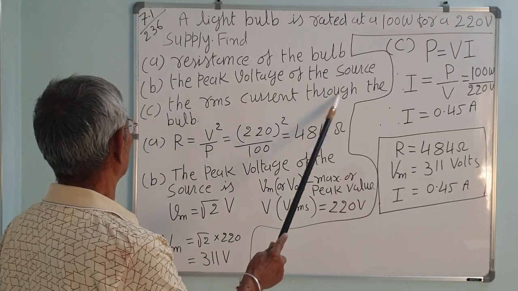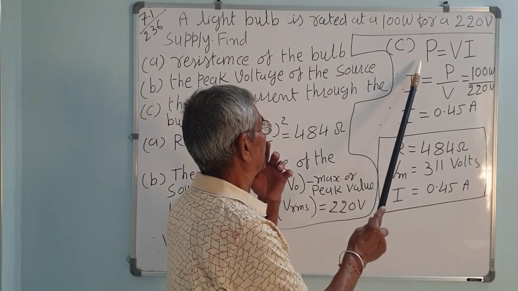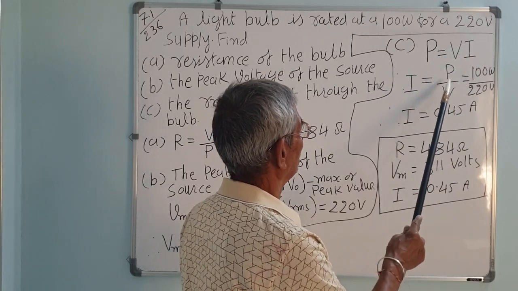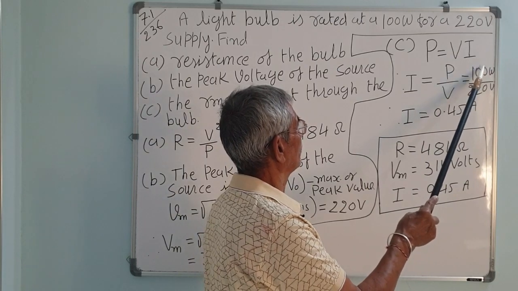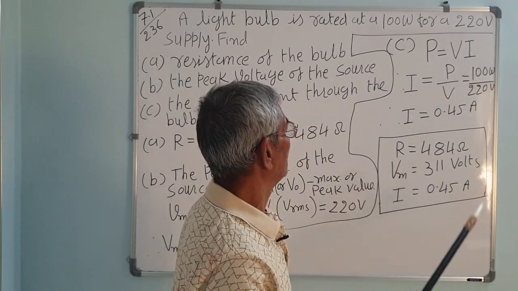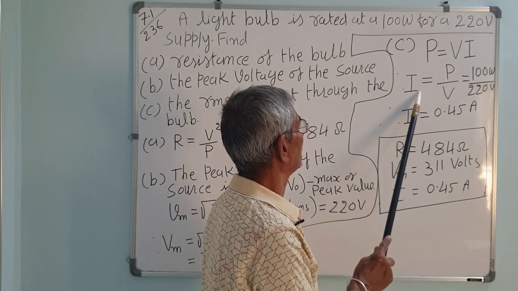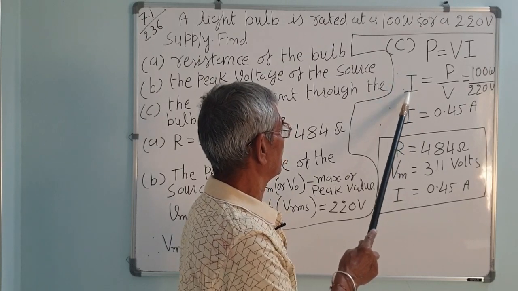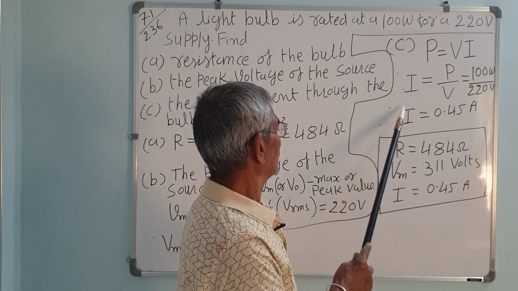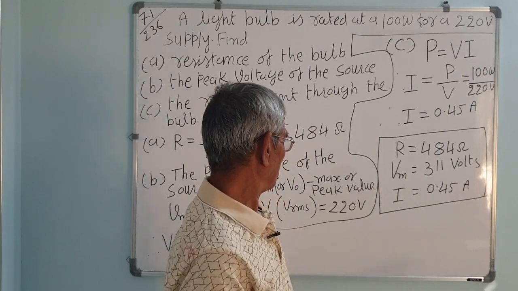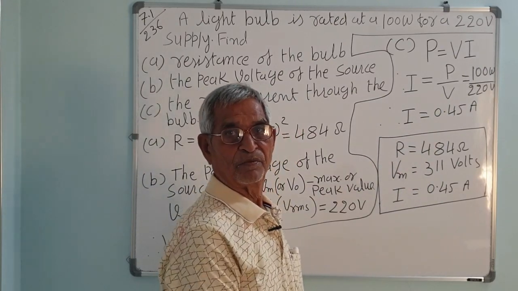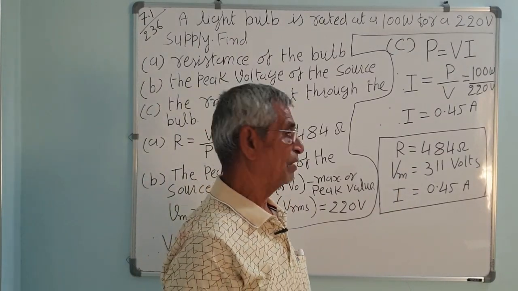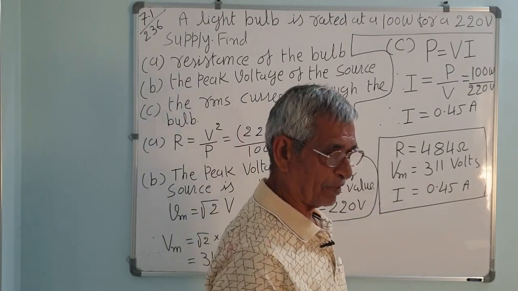The RMS current through the bulb: power is equal to Vrms into IRMS. So IRMS is equal to P upon Vrms, power is 100 and the RMS value of voltage is 220. In some books it is written as small i also, for RMS. You understand that I is for RMS. So I is equal to 0.45 ampere. The answers are: resistance is 484 ohms, Vm maximum voltage is 311 volts, and current is 0.45 ampere.